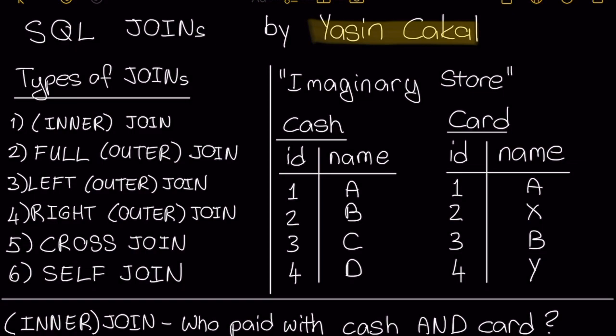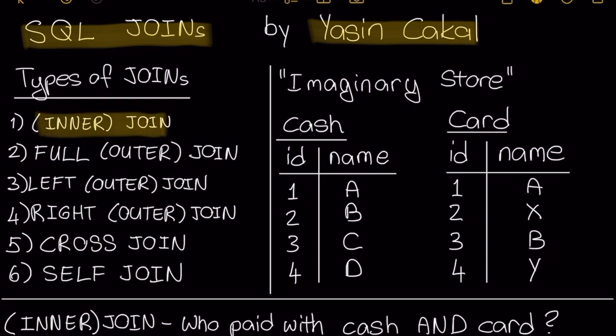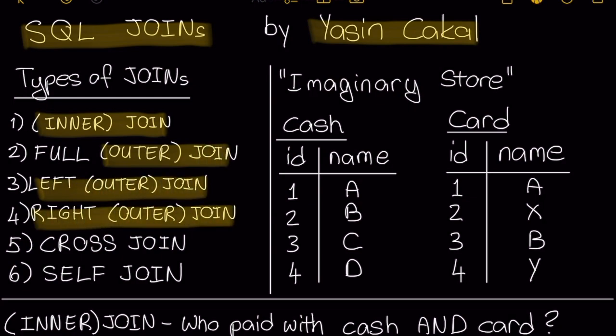Today I will be teaching you about SQL joins. Now let's take a look at the joins briefly. We have the inner join, the outer join, the left join, the right join, cross join, as well as self join.